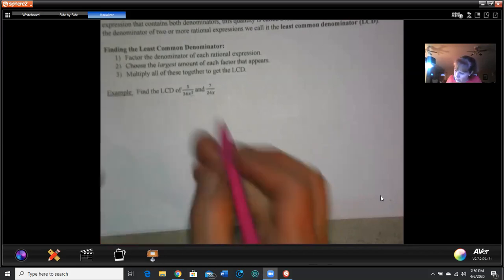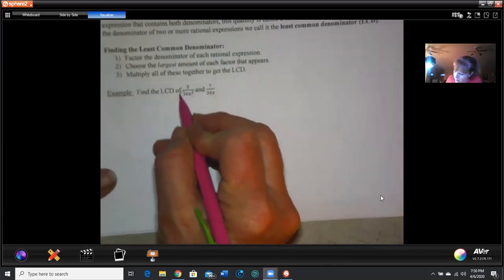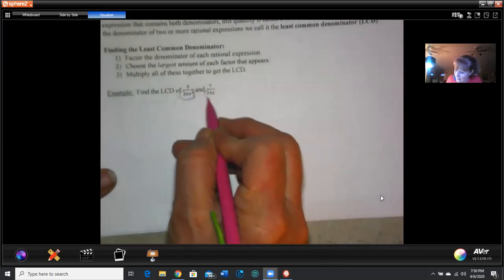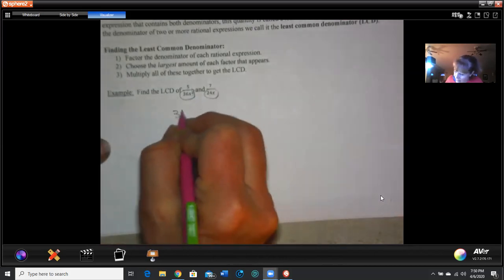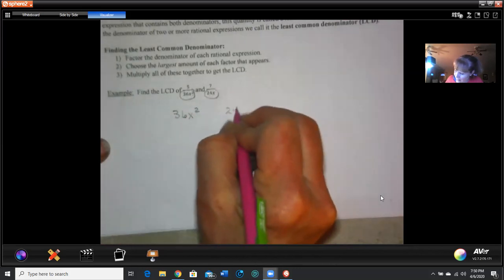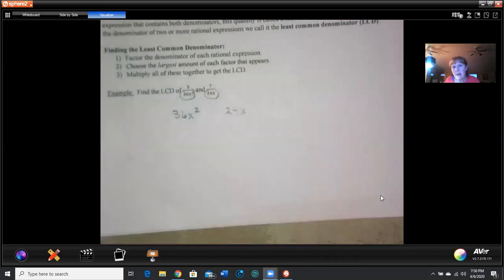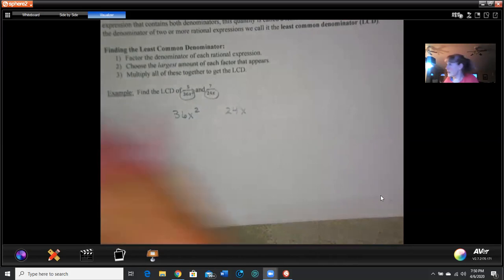So we've got 2 of these right here, and all they want is the least common denominator. How do we do this? What are some strategies here? Well, we've got 36x squared and 24x. I'm just going to write them separately. I want something that they go into. It's not the greatest common factor like what we were doing in chapters 5 and 6. What will they go into evenly?